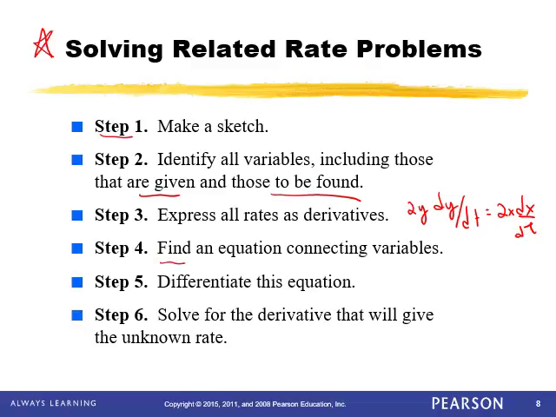Find an equation connecting the variables. We use the Pythagorean theorem. Differentiate this equation and solve for the derivative, so that will give you the unknown rate. So the big thing here is identifying all variables, and then again, finding an equation. And that is not going to be easy.